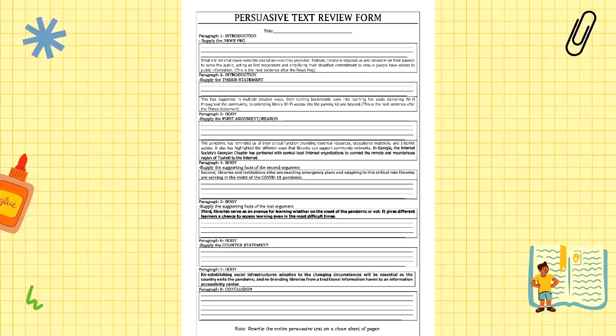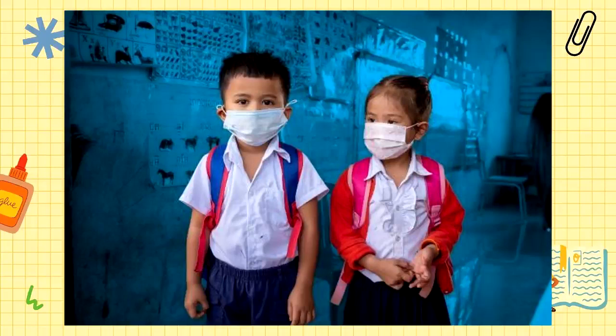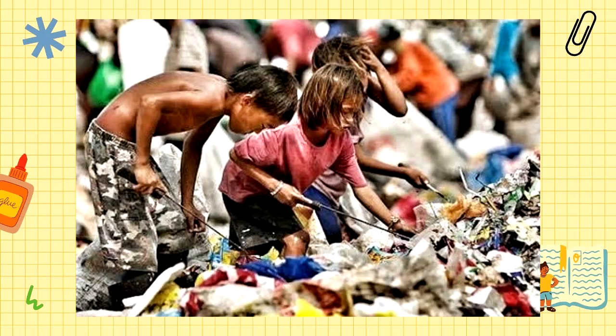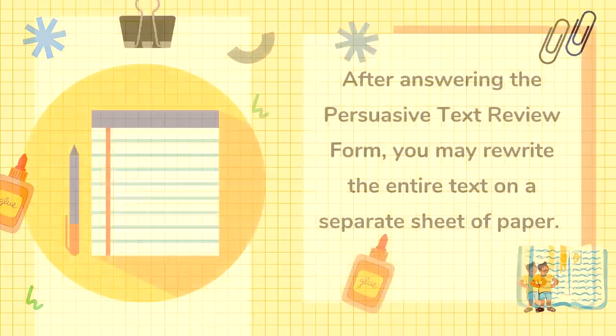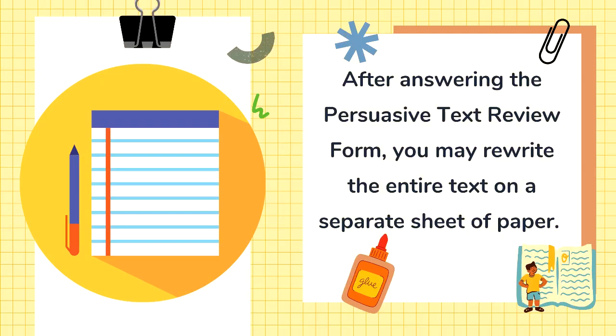Directions. Write your persuasive text using the persuasive text review form as your guide. You can choose one from the given pictures as your basis of the situation or issue. After answering the persuasive text review form, you may rewrite the entire text on a separate sheet of paper. Use the rubrics as your basis for writing your persuasive text. The rubrics will be flashed on your screen.